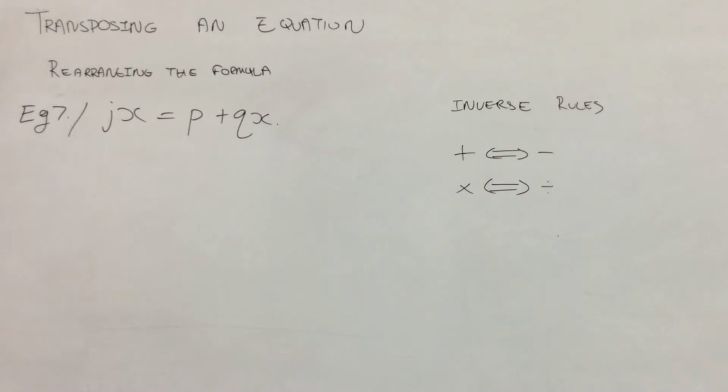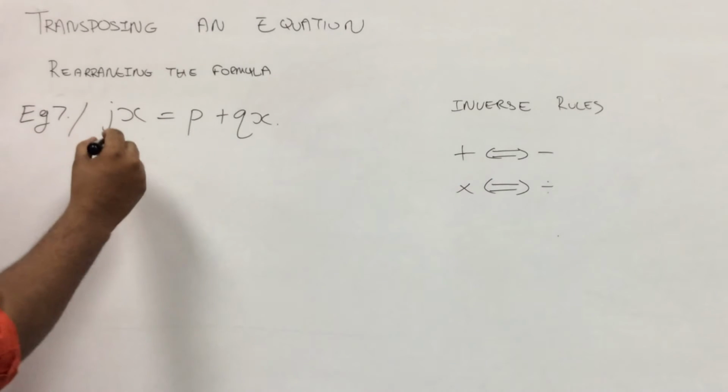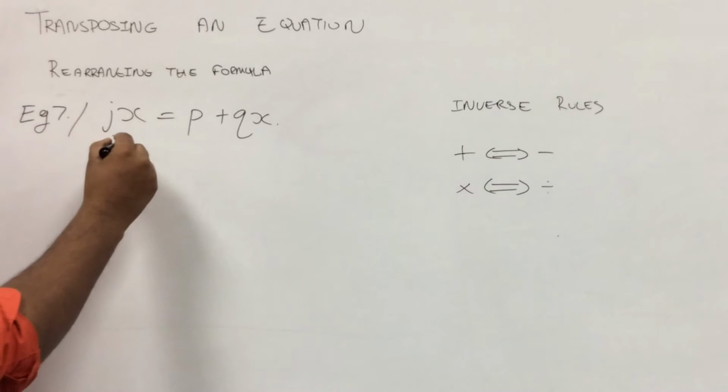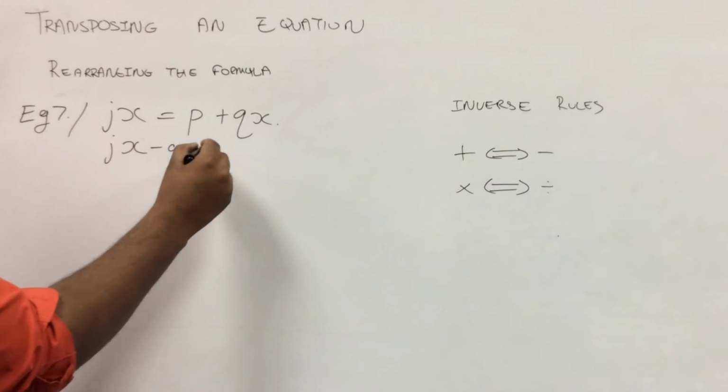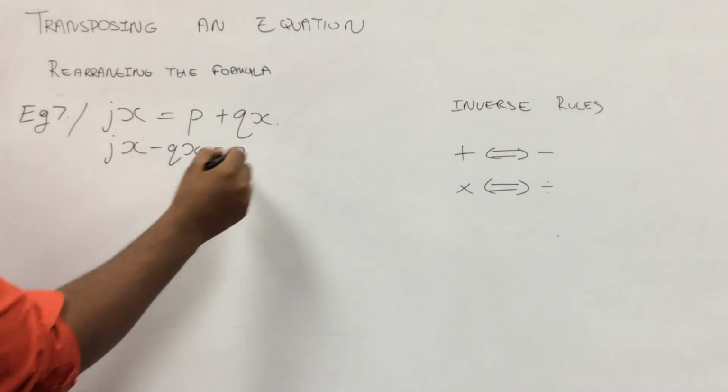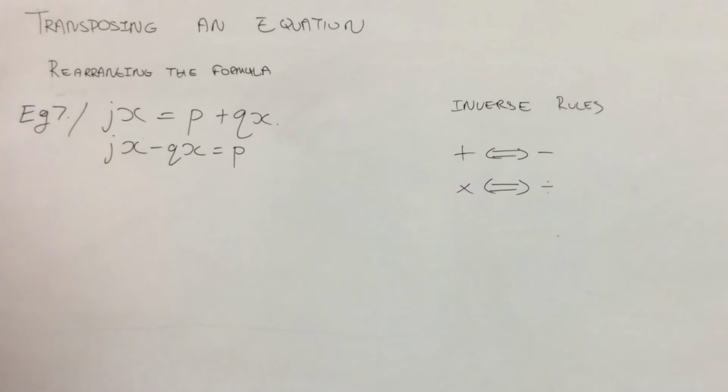We now go to example 7. jx is equal to p plus qx. We want to group all the x's together on one side, so we take the plus qx, carry it across the equal sign, you get minus qx. jx minus qx is equal to p.